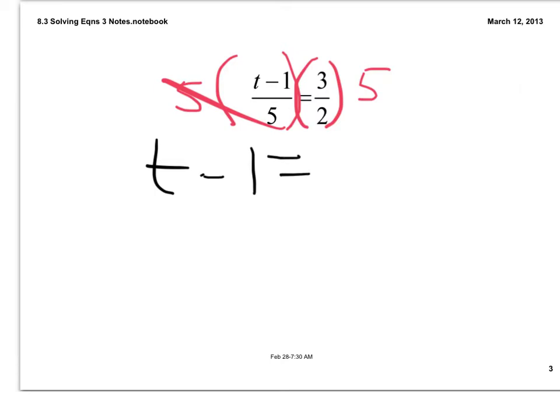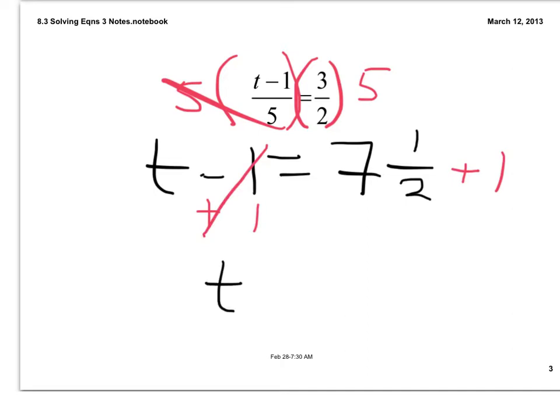And then 5 times 3 over 2 will be 7.5. Just clean that up. 7.5. Now finally the last step, you have t and minus 1. Add 1 to both sides, so we can isolate t. So you will get, as a final answer, 8.5.